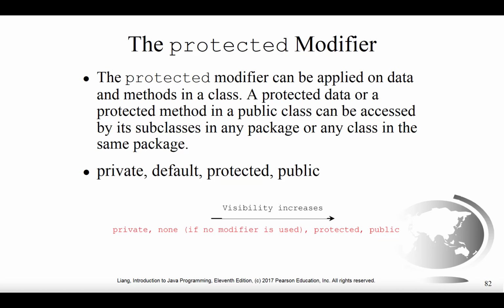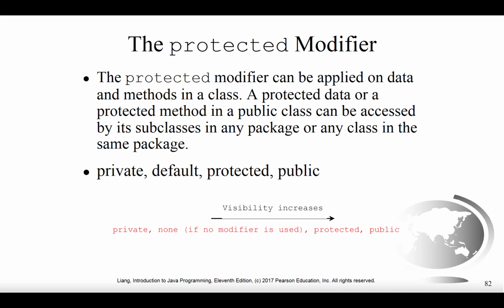If we look at the order in which visibility is increasing versus decreasing, the least amount of visibility occurs when you've declared something to be private. There is another visibility between private and this new one that we're about to speak about, protected, called default. And the default visibility applies when you haven't stated a particular visibility.